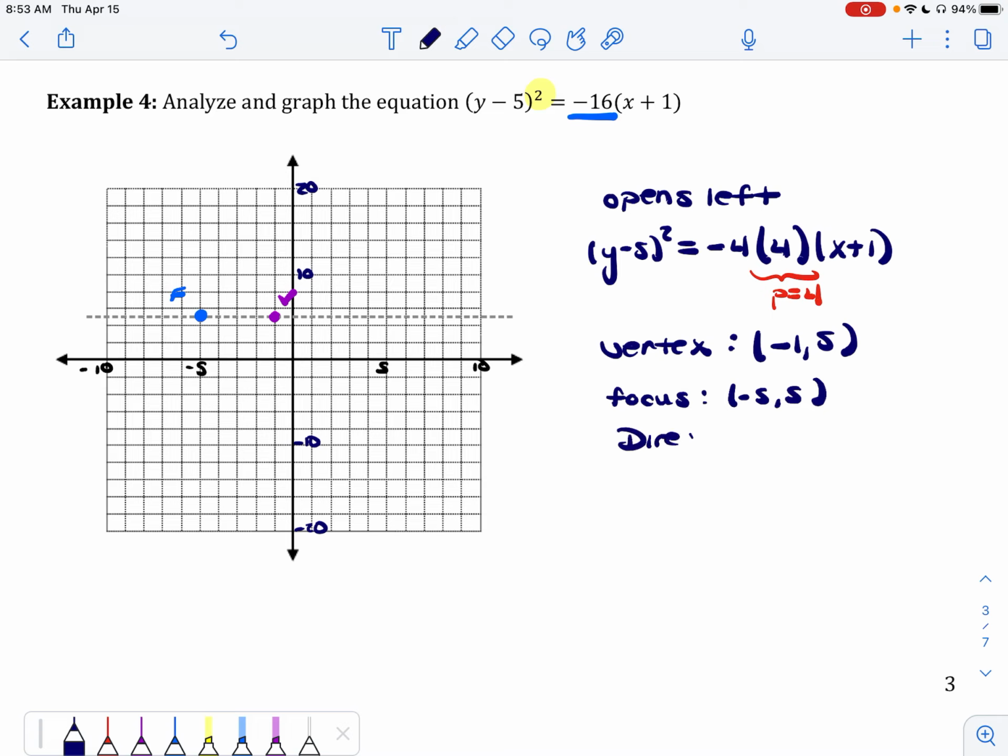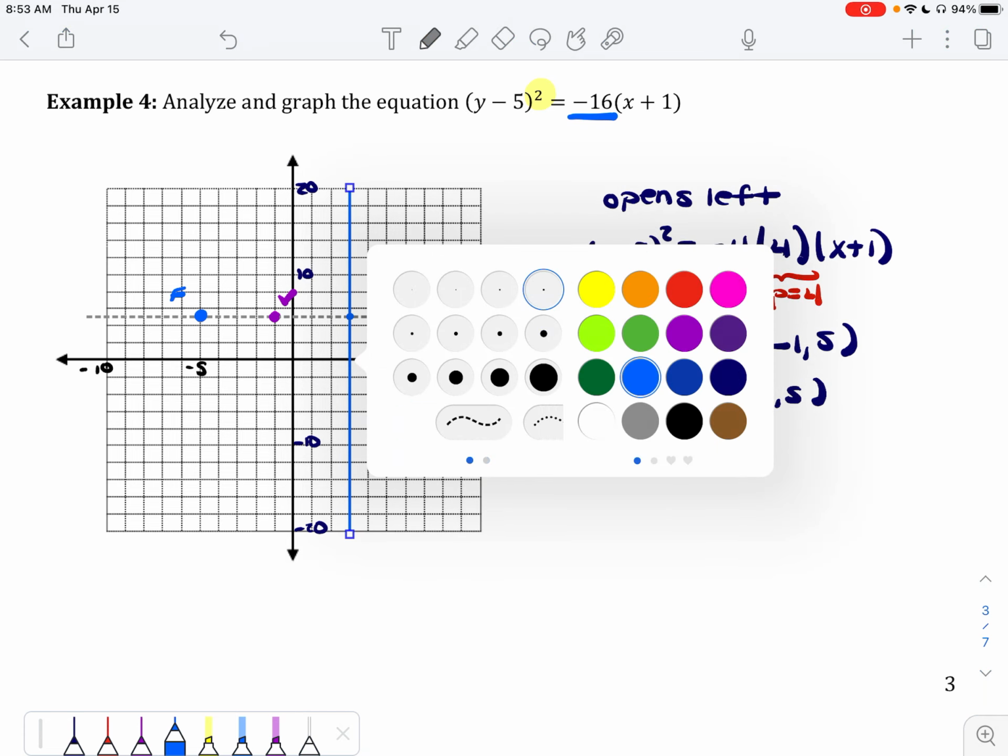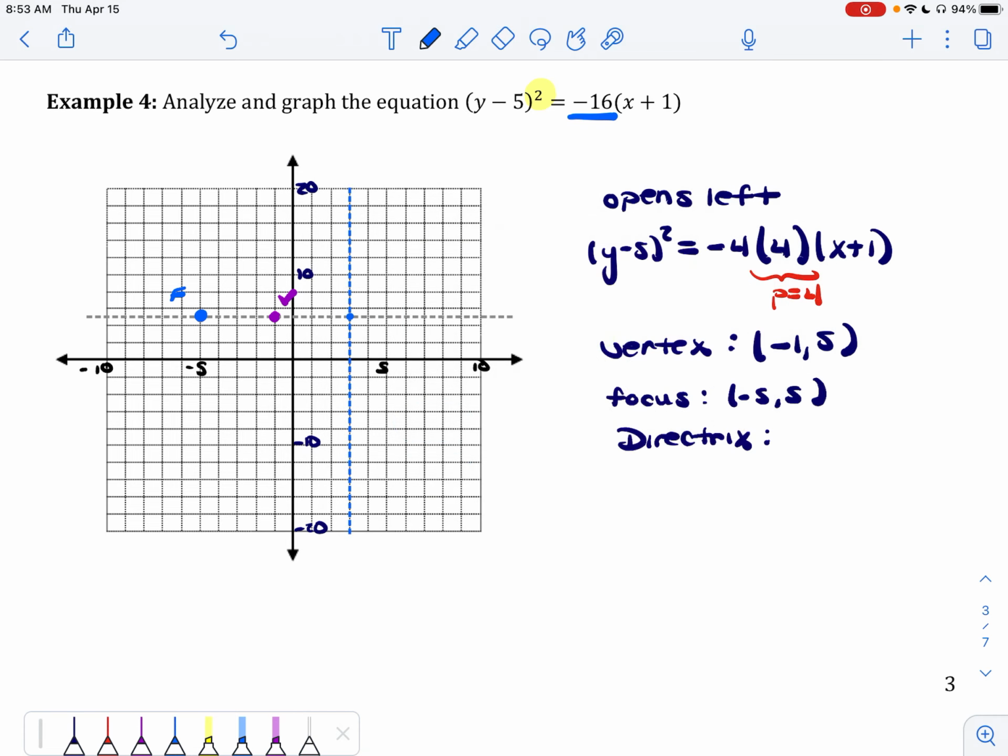The directrix line then is going to be 4 units to the right of the vertex, and it has to be perpendicular to the axis of symmetry, so it's going to be the vertical line. So if we count 1, 2, 3, 4 units to the, excuse me, 4 units to the right of the vertex, we'll have our directrix line at x equals 3. Always remember to write the directrix line as an equation. So x equals for a vertical line.